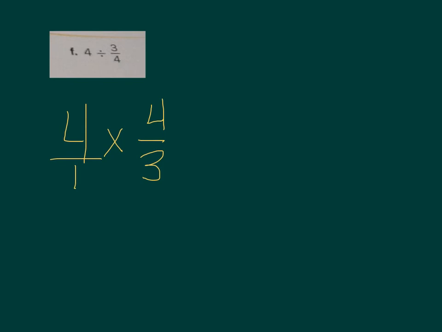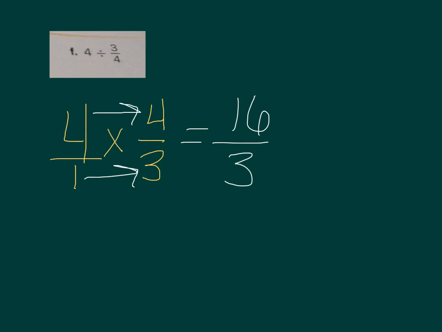Well, first, can we simplify? And we can't. Remember, we can't simplify on the tops. It needs to be up and down or diagonally. So we need to now just simply multiply. 4 times 4 is 16, and 1 times 3 is 3. So I'm left with 16/3.